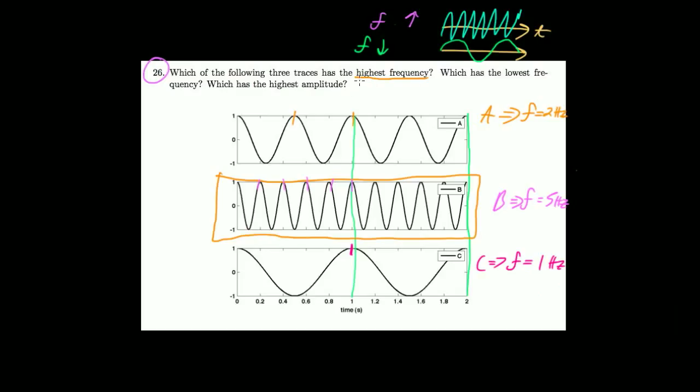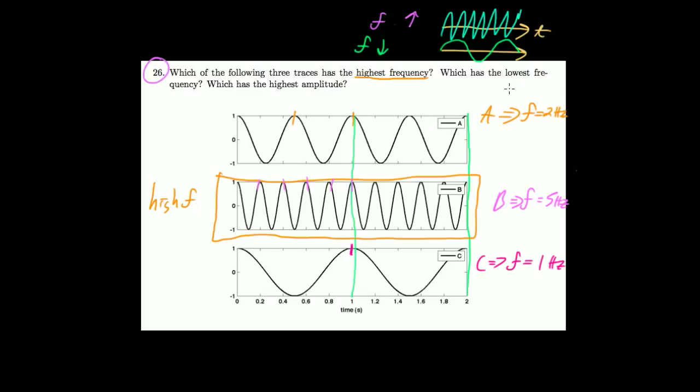So now, which has the highest frequency? Hopefully you can tell that's B, right? The graph that repeats the most times. You can tell it's also, this isn't the best way to judge it, but it's the busiest graph. So you can hopefully solve this by inspection: graph B has the highest frequency. So graph B, high frequency.